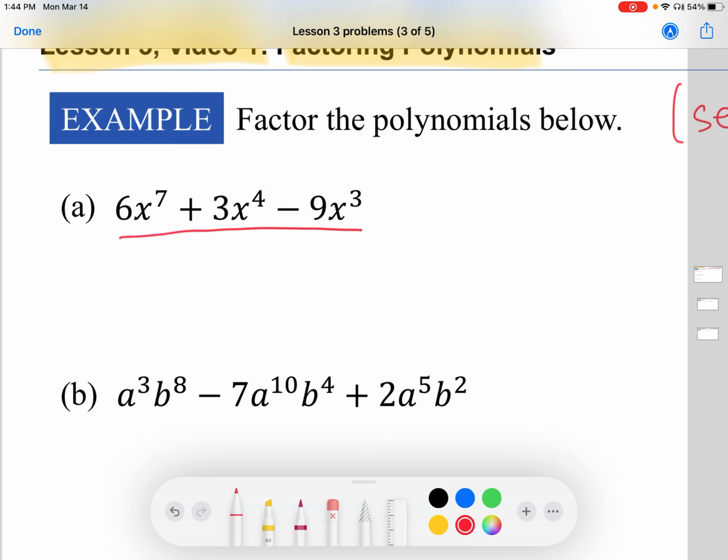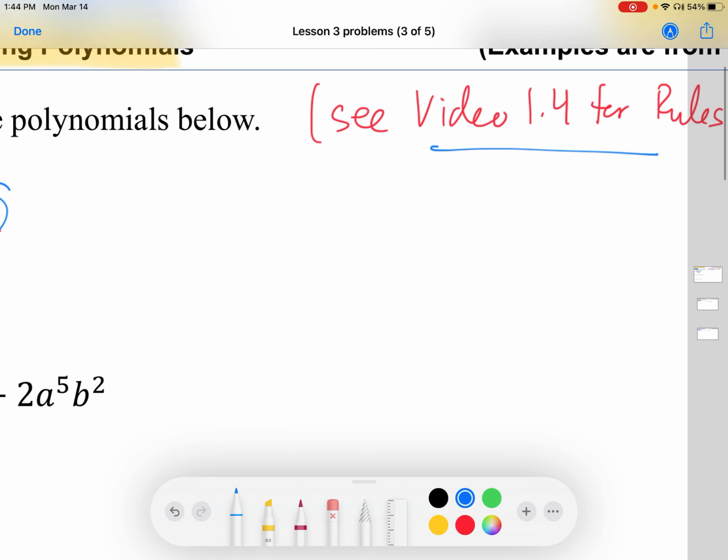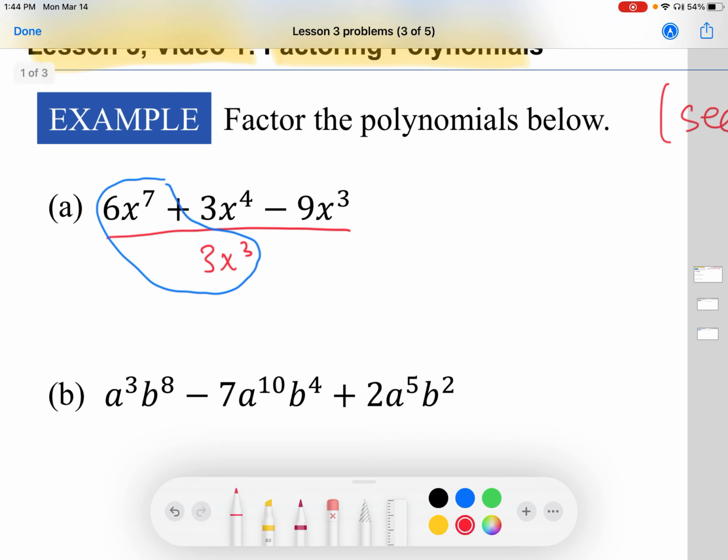So what I want to do then is factor out a 3x cubed. I'm going to do that by dividing by 3x cubed. And this is where you can see that we're going to need to use rules of exponents, right? So again, go back to this video to remind yourself of how that works. Let me do the first division here. If I divide these 2 terms, what do I get? Well, the 6 divided by the 3 gives me 2. And then x to the 7th divided by x cubed, I'm dividing, so I subtract the exponents. That's x to the 7 minus 3, x to the 4th. So I get 2x to the 4th.